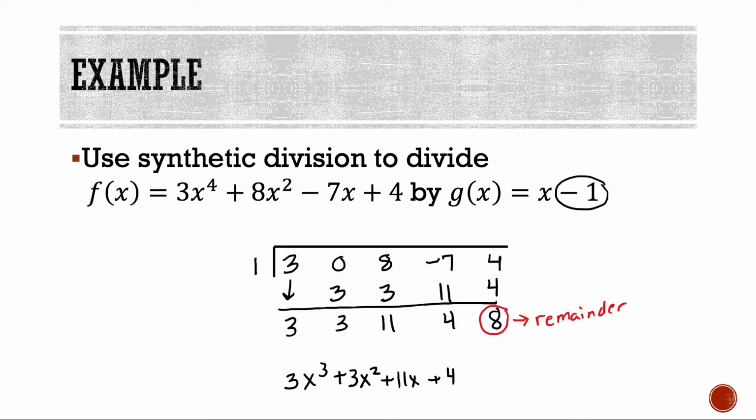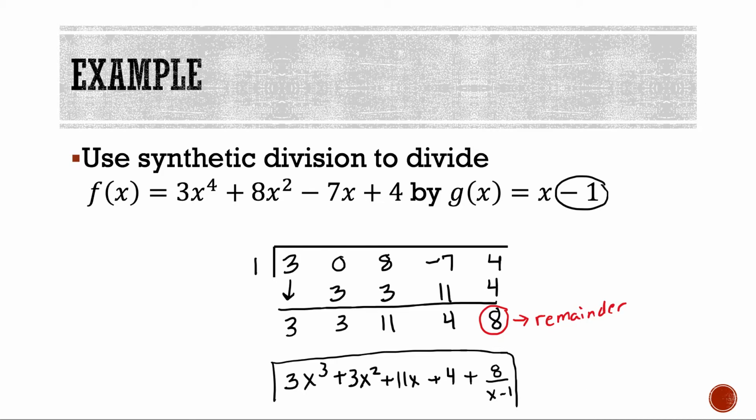Now, typically, you will see that remainder written as a fraction, so we'll write 8 over what we divided by, so x minus 1. And so this will be our answer when we did synthetic division. And keep in mind, if you remember how long division works, this is quite a bit faster and easier than doing long division.